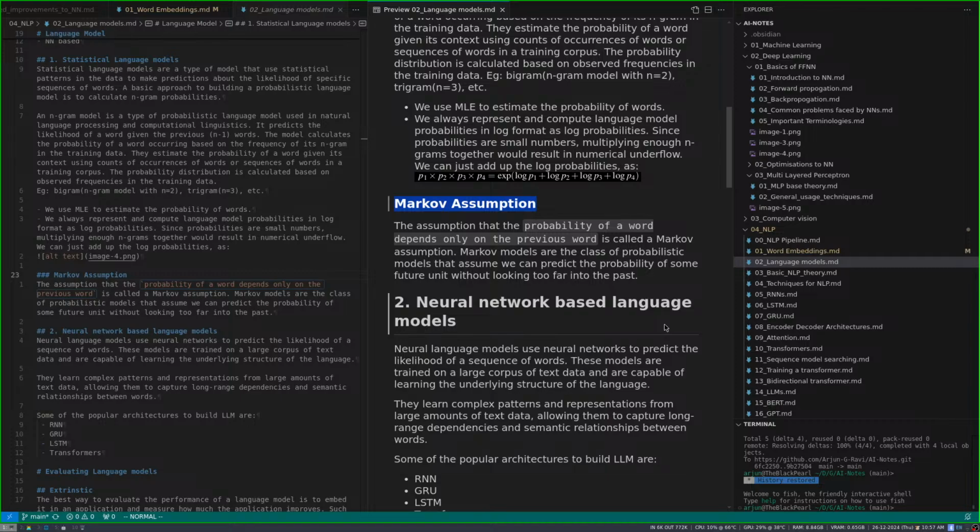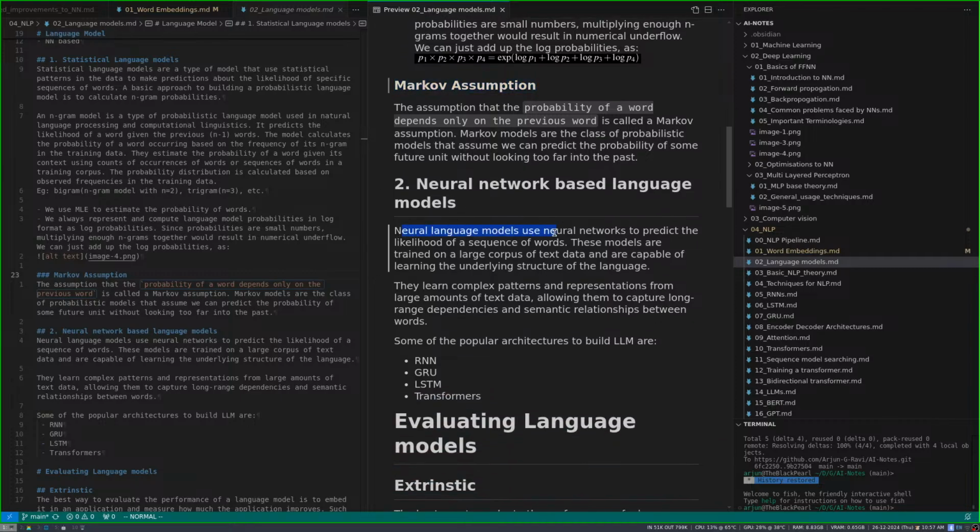Okay, neural network based language models. Neural language models use neural networks to predict the likelihood.